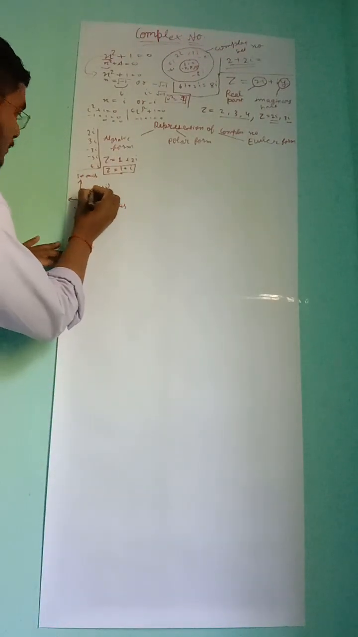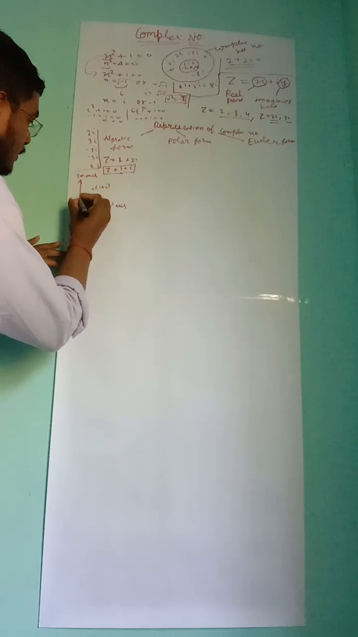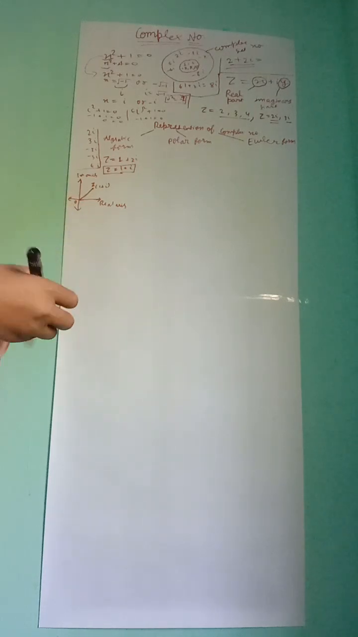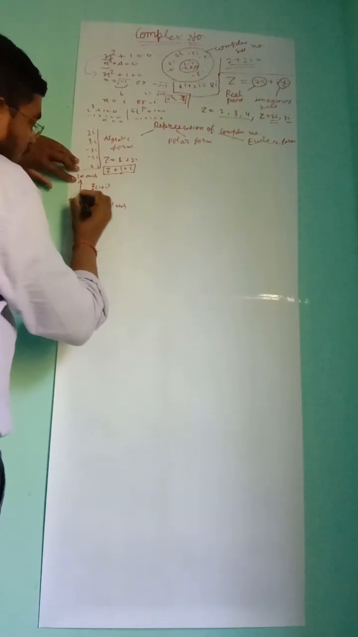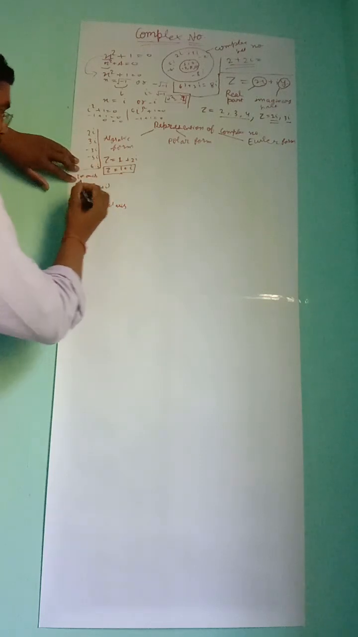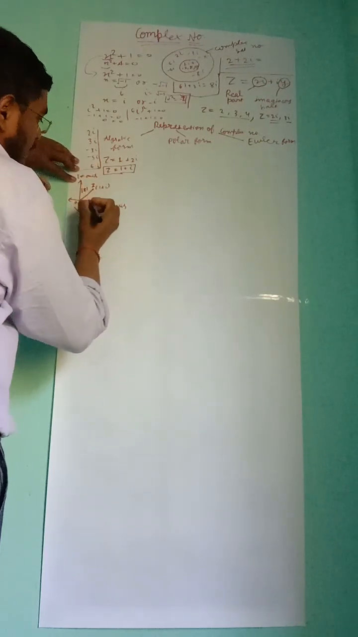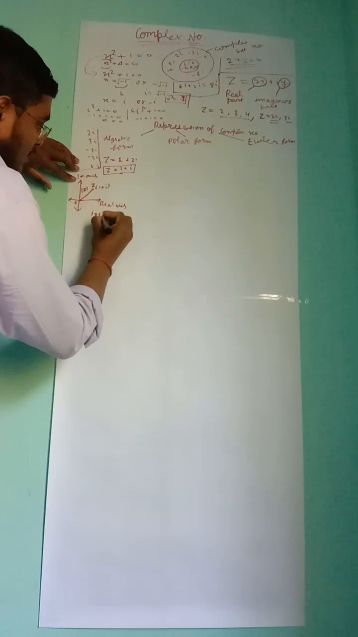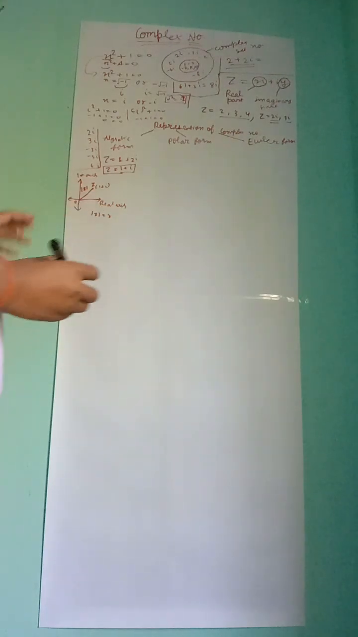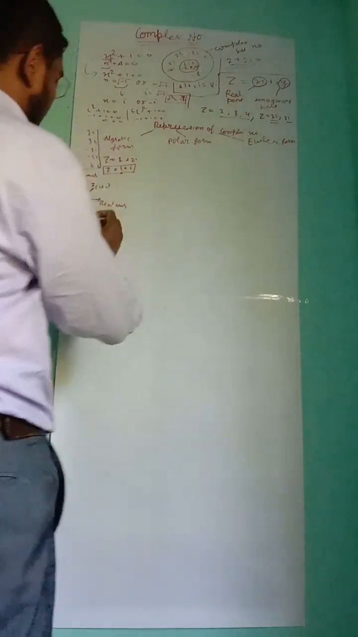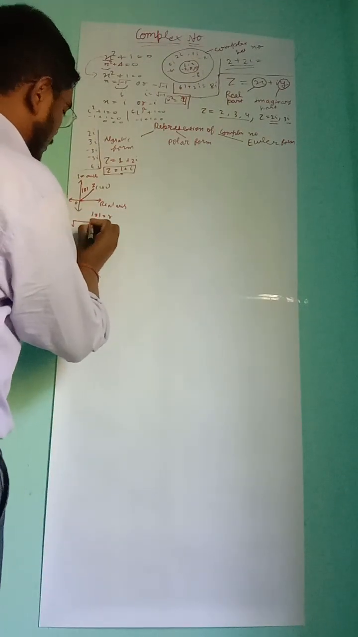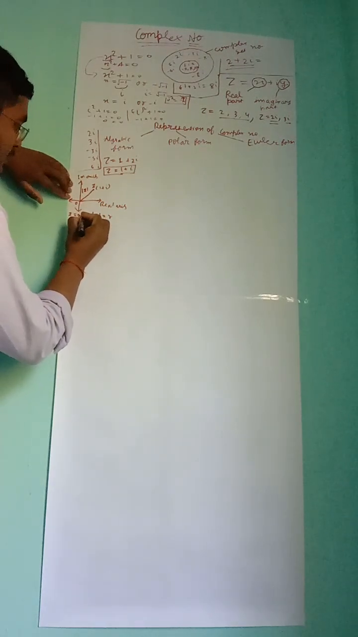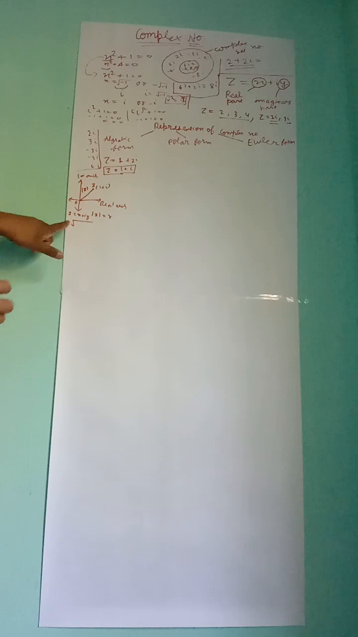So if we join origin to this number by a line OZ, then this line length is called modulus of Z, and modulus of Z is equal to R. Modulus of Z means, suppose any number x plus iota y is any complex number.